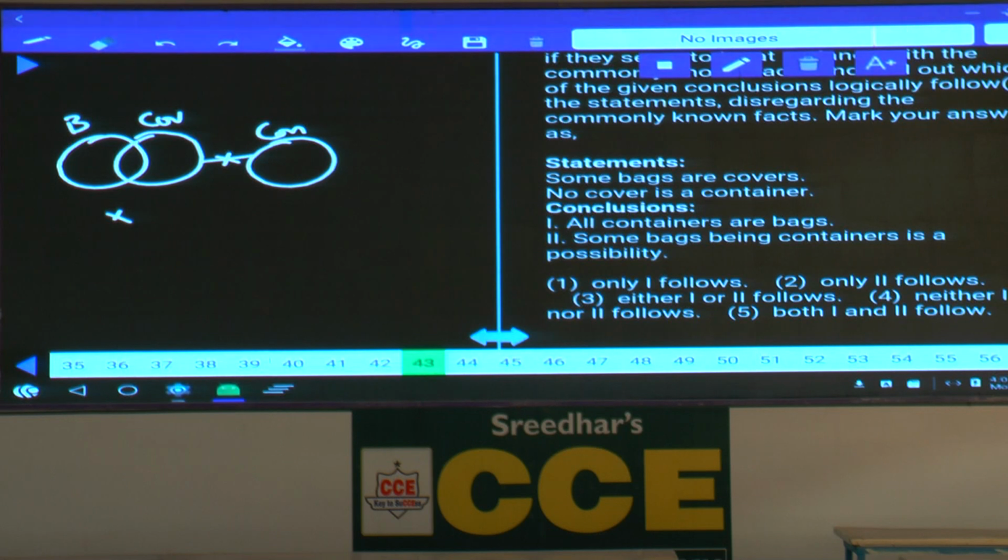Possibility means, now tell me whether we can draw like this or not. Some bags are containers. Is it possible or not? Yes, it is possible. Hence, here also the question is about possible conclusion, and the second one is definitely true. Only 2 follows, that is choice 2. 43, choice 2 is the answer.